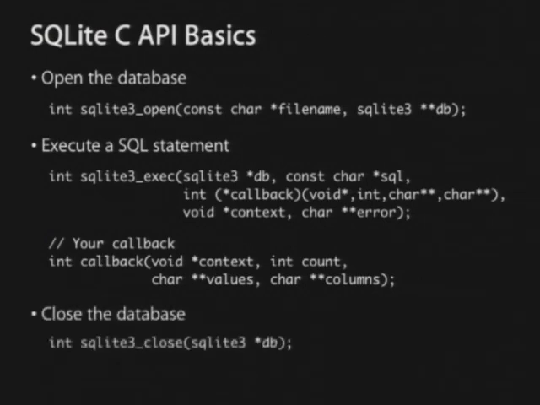And finally, all good things must come to an end. You're going to want to close the database at some point, so you call sqlite3_close and pass the database pointer. Just like retain, release, malloc, free, anything else, you close the database after you've opened it.